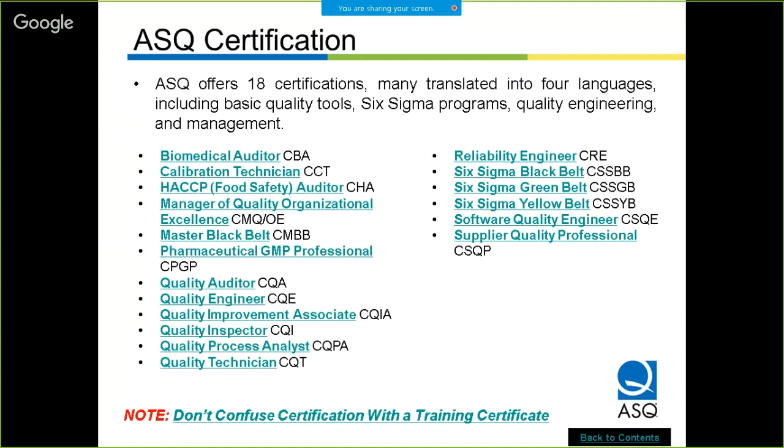ASQ offers 18 certifications, many translated into full languages, including basic quality tools, Six Sigma programs, quality engineering, and management. Below are various certifications which are being offered by the ASQ certification program. And we need to understand there is a difference between certification and training certificate. Below is the link you can refer to understand the basic difference.